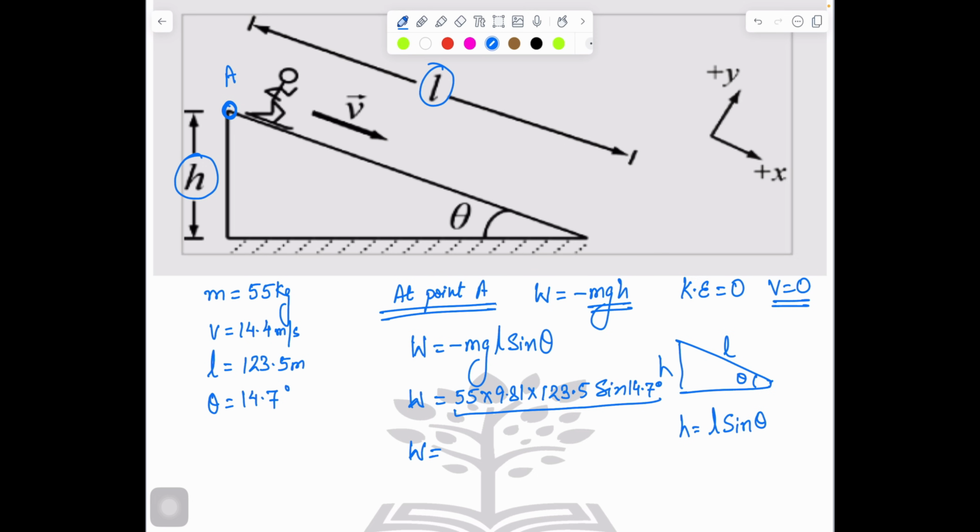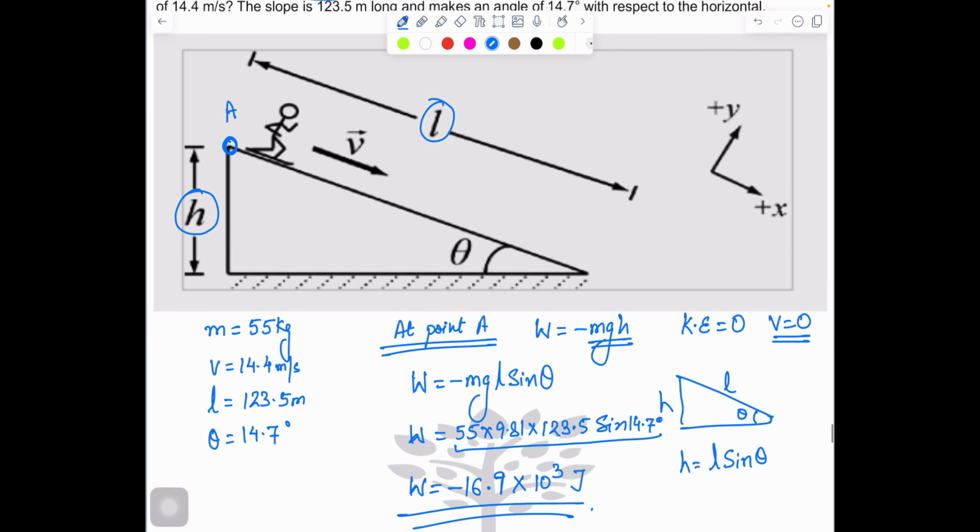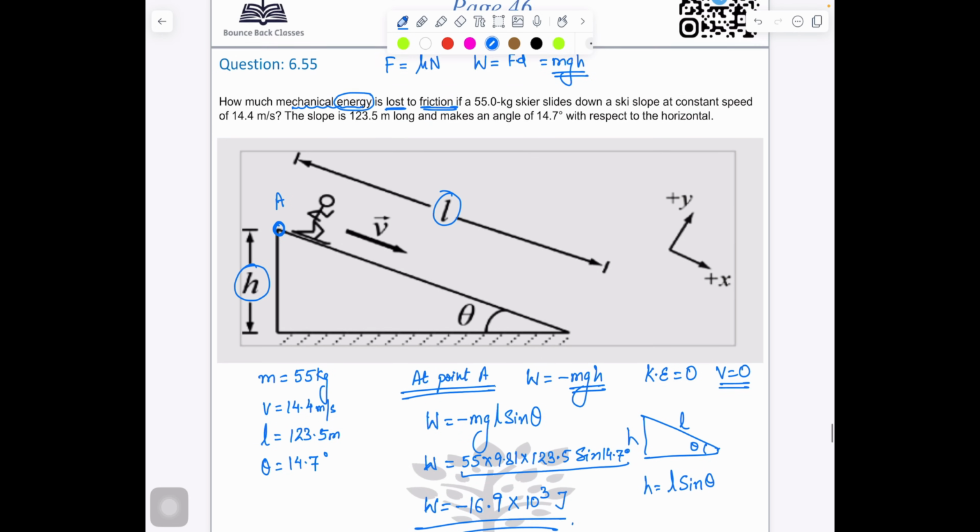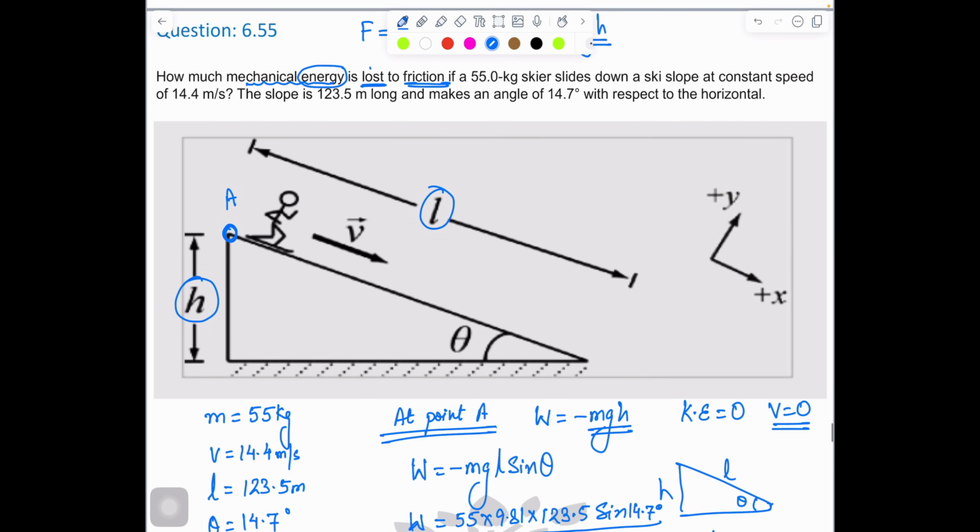So work done is equals to negative 16.9 multiply 10 raised to power 3 joule. Clear? This is your opposite, means opposing one. He is asking about the loss. Clear?